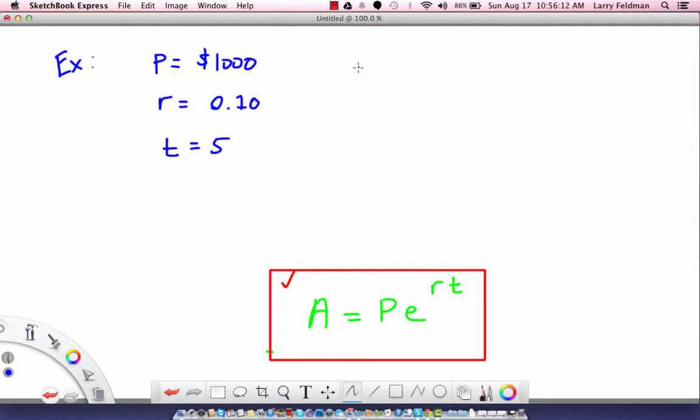So all we do is we use the formula below, A equals, and we substitute the values into the formula, 1,000 times e to the rt. So this is 0.1 times 5, which simplifies to 1,000 times e to the 0.5.